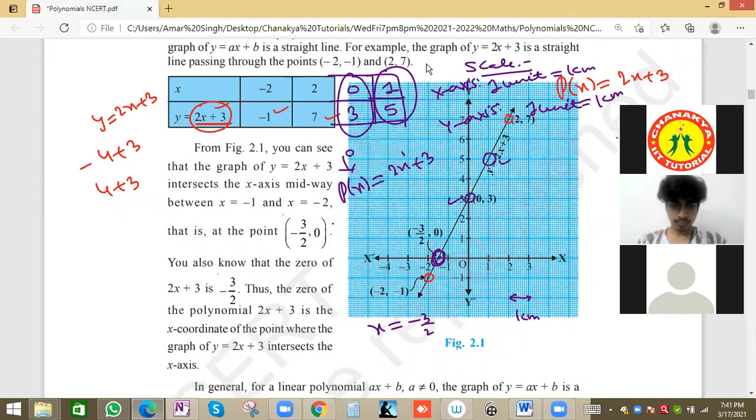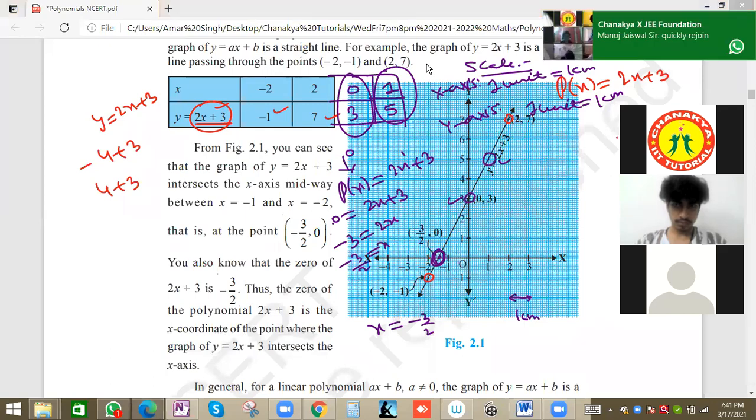So for x equal to minus 3 by 2, p(x) will become 0. Or we can say, if we put the x value minus 3 by 2, we can solve here also. From the graph also we can say, and we can solve also. p(x) is 0, so 2x plus 3 equals 0. So minus 3 will be equal to 2x, and x will be equal to minus 3 by 2. Right.